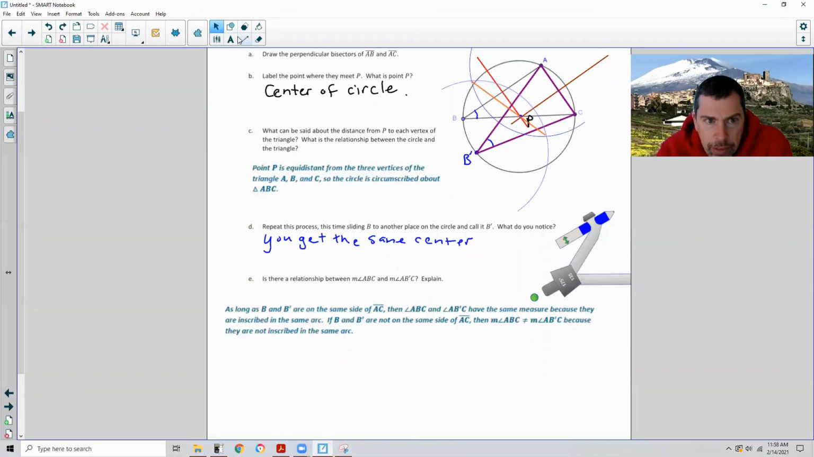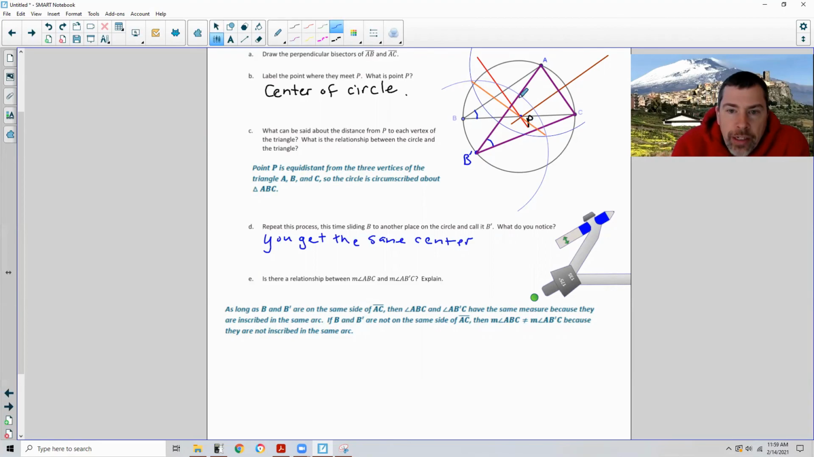Okay, so as long as B and B prime are on the same side of AC, in other words, I couldn't move B prime in between them, then angle ABC and AB prime C have the same measure because they are inscribed in the same arc. If B and B prime are not on the same side of AC, then the measure of angle ABC would not equal the measure of angle AB prime C.